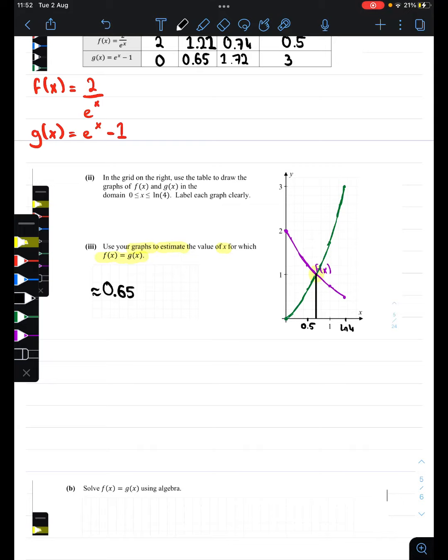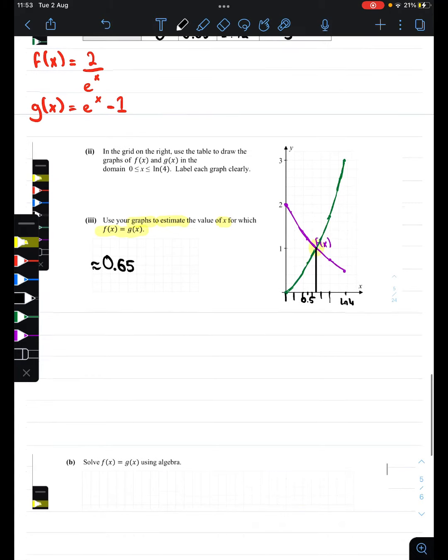And now you don't have to be extremely precise with this. There's 5 kind of squares between 0 and 1. And it's in the 4th square, so it's between 0.6 and 0.8. Honestly, as long as you've got it in that square, 0.6 to 0.8, you're probably going to be fine.